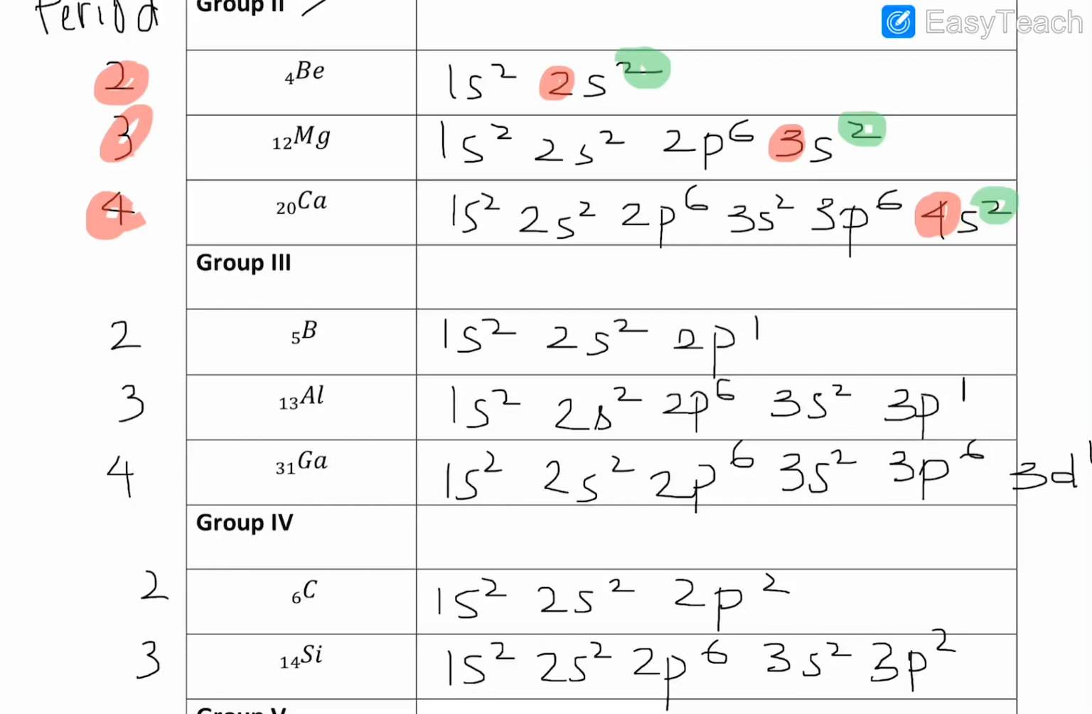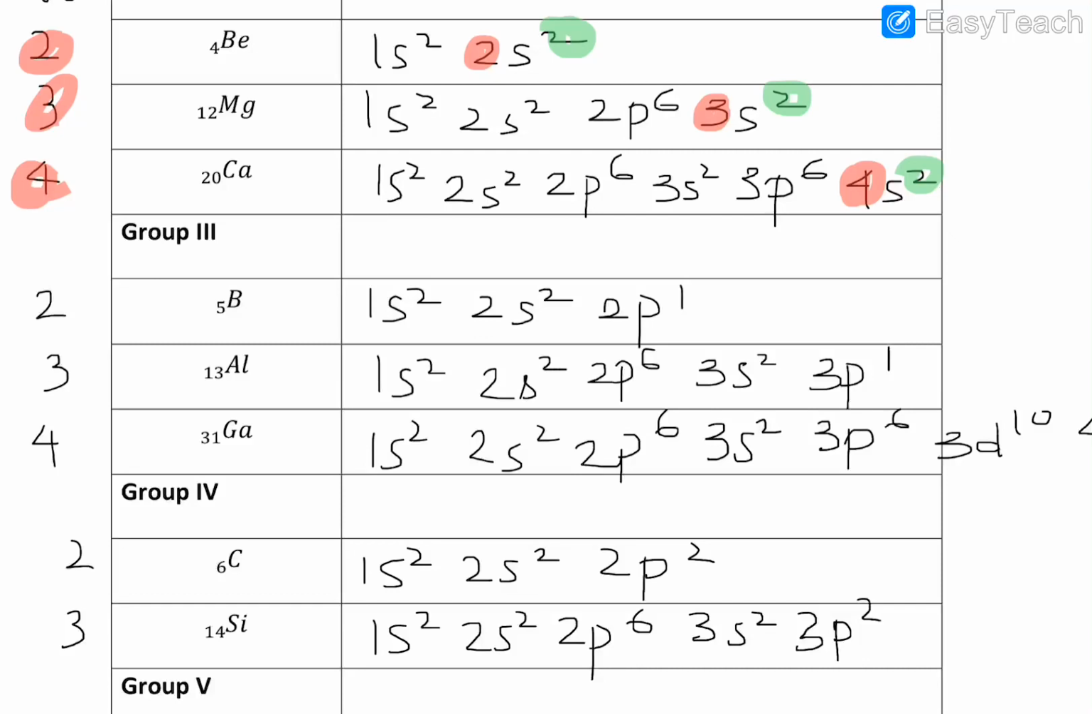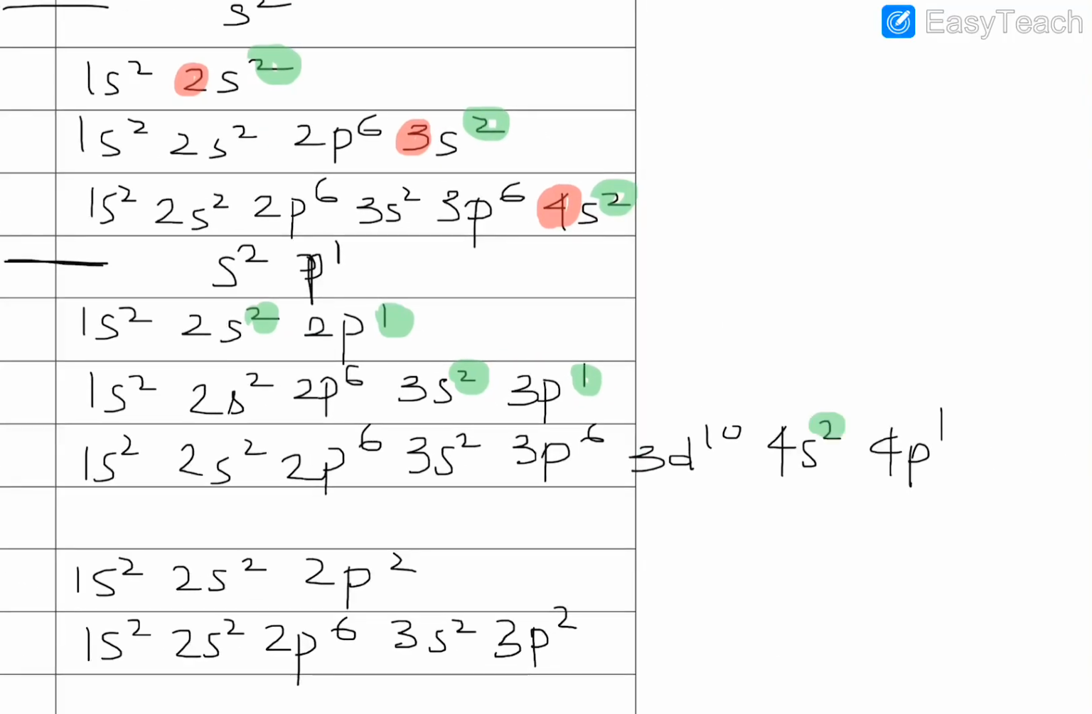Now group 3. Group 2 will end up with S2. Now group 3 should contain 3 electrons in the outermost energy level, so 3 electrons will be S2P1. S2P1 consists of the outermost energy level. Here you see 2, 1, and again 2, 1, so it means they are in group 3.